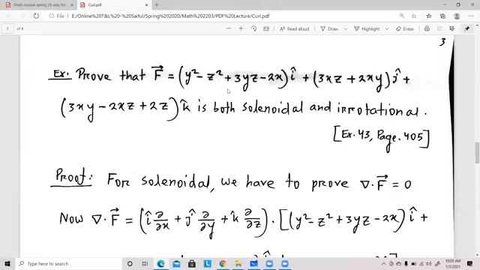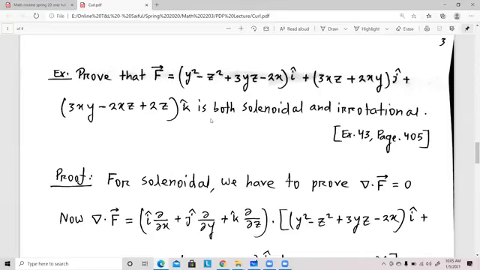For a solenoidal, when a vector will be solenoidal vector? স্যার যখন ডাইভারজেন্স 0 হবে। Divergence 0 হবে, good. হ্যাঁ, যে আমাদের আর হচ্ছে irrotational যখন কার্ল 0 হবে। যখন কার্ল 0 হবে, good. So আমাদের we have to find divergence and curl to prove solenoidal and irrotational.